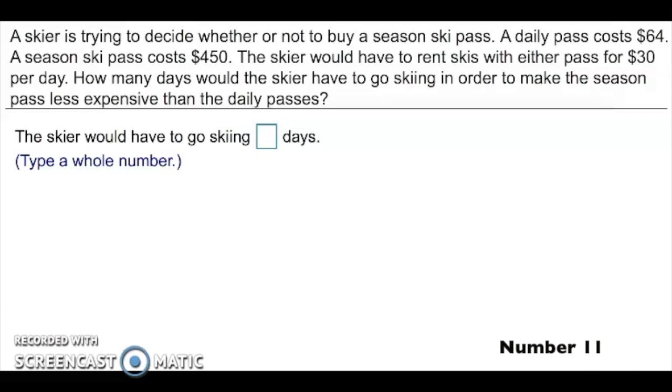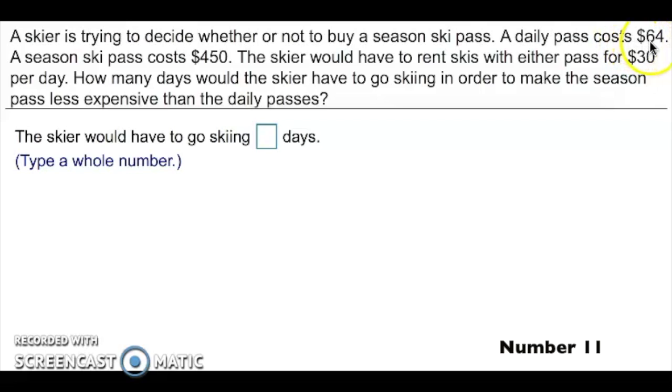A skier is trying to decide whether or not to buy a season ski pass. A daily pass costs $64. A season ski pass costs $450. The skier would have to rent skis with either pass for $30 per day. How many days would the skier have to go skiing in order to make the season pass less expensive than the daily passes? So first, we're going to write down the expressions for a daily pass and a season pass.